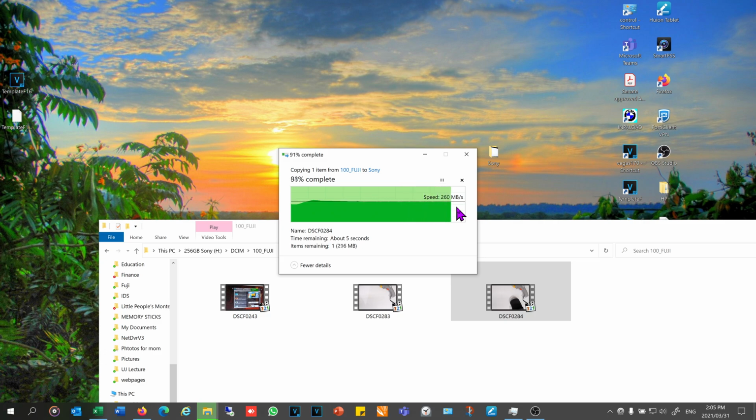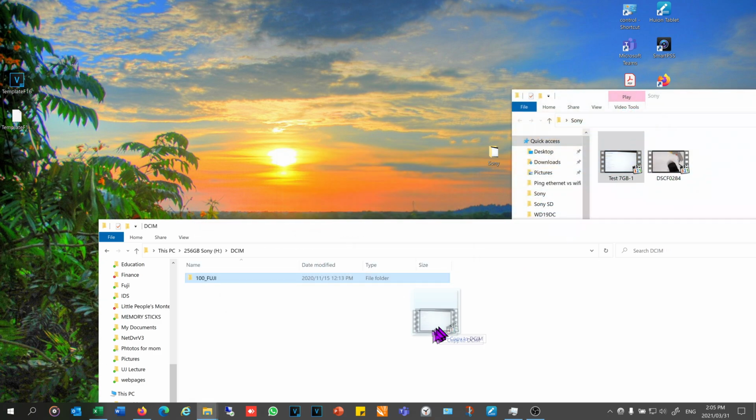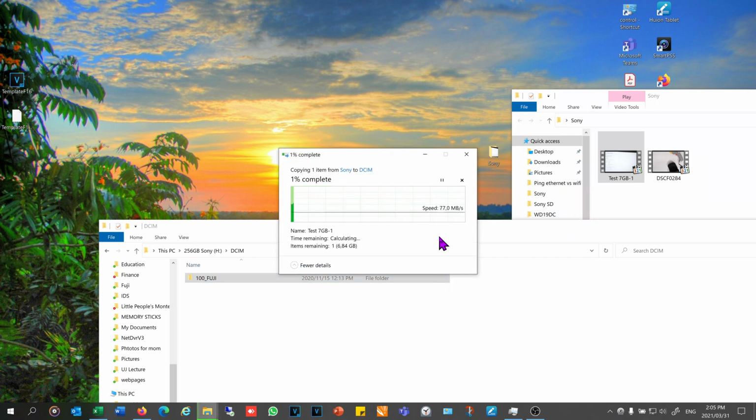USB 3.0 card reader. And when it comes to write speeds, starting off slow, but now it's built up. There we go. Okay, so 154, 155, that's pretty much what I was getting with the internal card reader of this laptop.